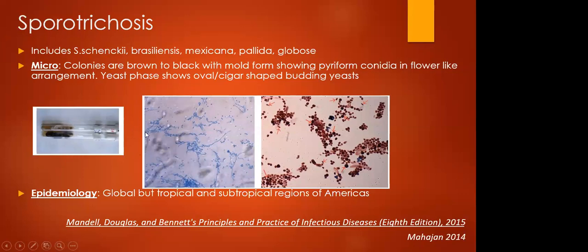So the microbiology, just quickly, you have colonies that are brown to black. You can see here in the picture on the left with mold. And this is because of the pigment that is produced, these pigmented conidia. And then if you look at the hyphal forms, it shows these pyriform conidia in a flower-like arrangement. So they look like a bunch of flowers. And the yeast phase, where the arrows are pointed, shows oval or cigar-shaped budding yeast.